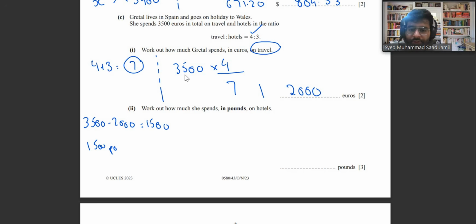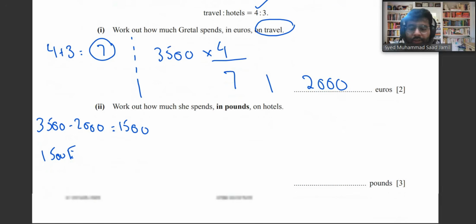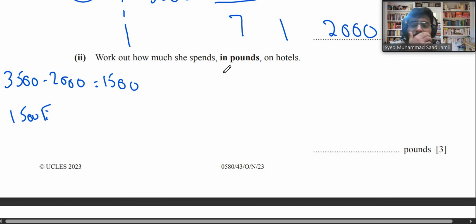Now the question is, sorry, 1500 euros, 1500 euros. Alright, so I'll just write E. Now let me zoom it in for you guys. The question is basically asking you to work out how much she spends in pounds.